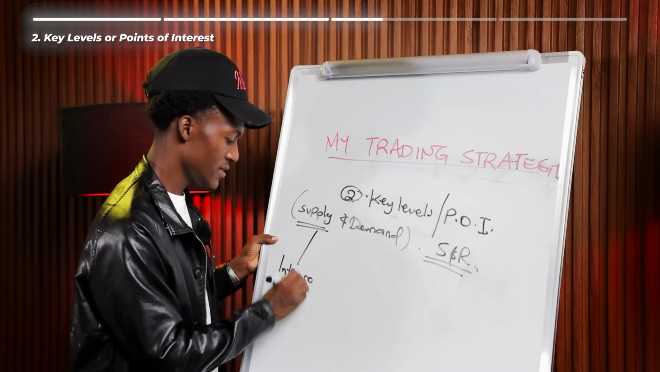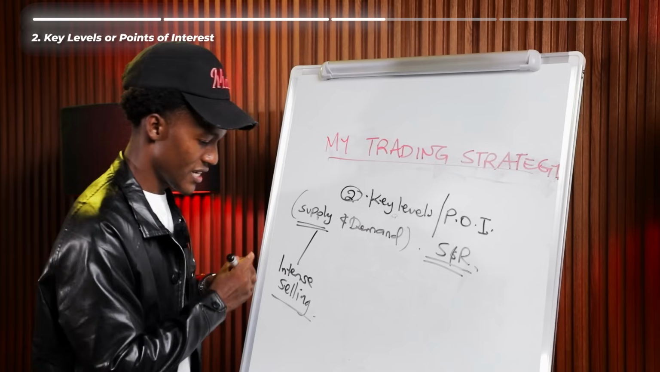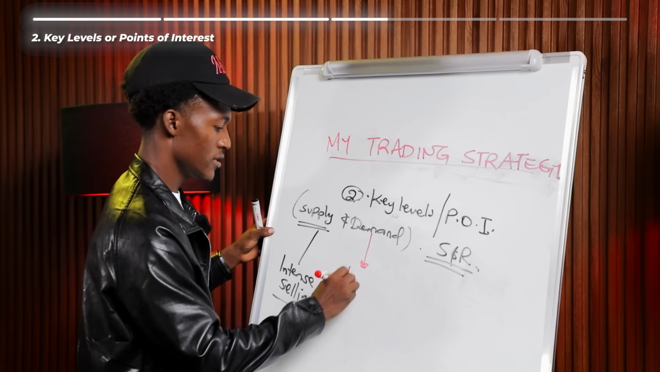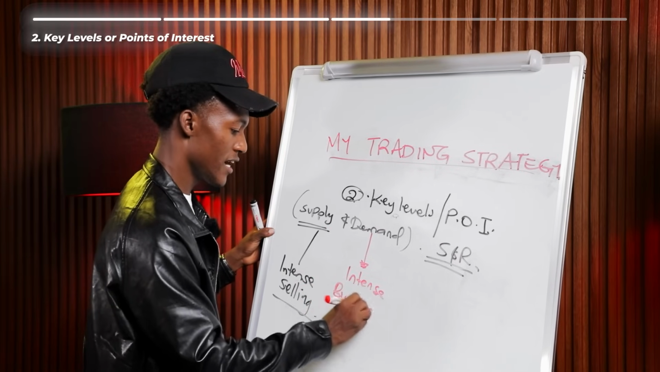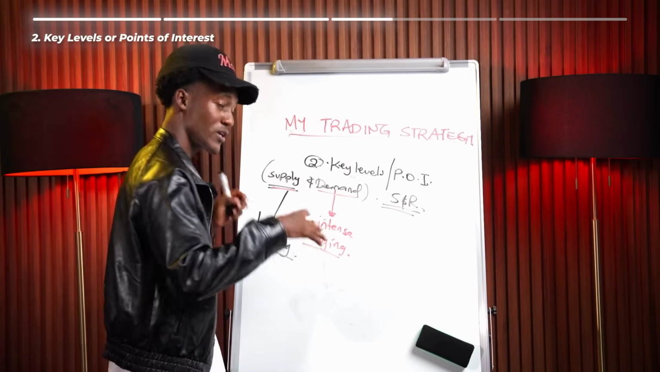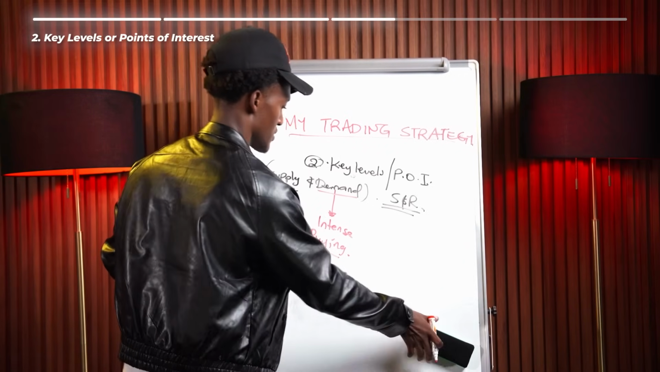So we have intense selling coming in, okay? Then on the other side, your demand is where we have intense buying coming in. All right, so once you've drawn these levels, sometimes you'll need to wait for the price to come back so you're able to take a trade. Now let me give you an example. We shall start off with your supply.